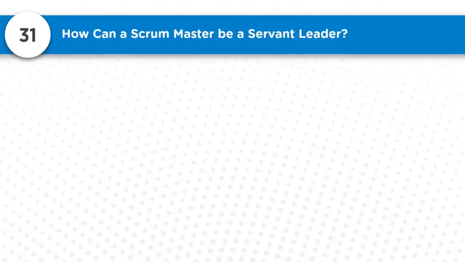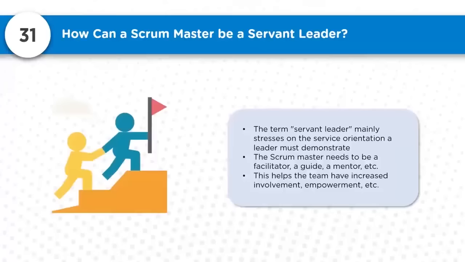That is about DOD. The next question, how can a Scrum Master be a servant leader? Very important thing to understand. What is the meaning of servant leader? The term servant leader mainly stresses the service orientation which a leader should demonstrate. Today we say every organization is a service organization. Even an organization producing cars, if there is no service orientation, they cannot sell. So more stress is on being service oriented. The Scrum Master needs to be a facilitator, a guide, a mentor, etc. This helps the team have increased involvement and empowerment.